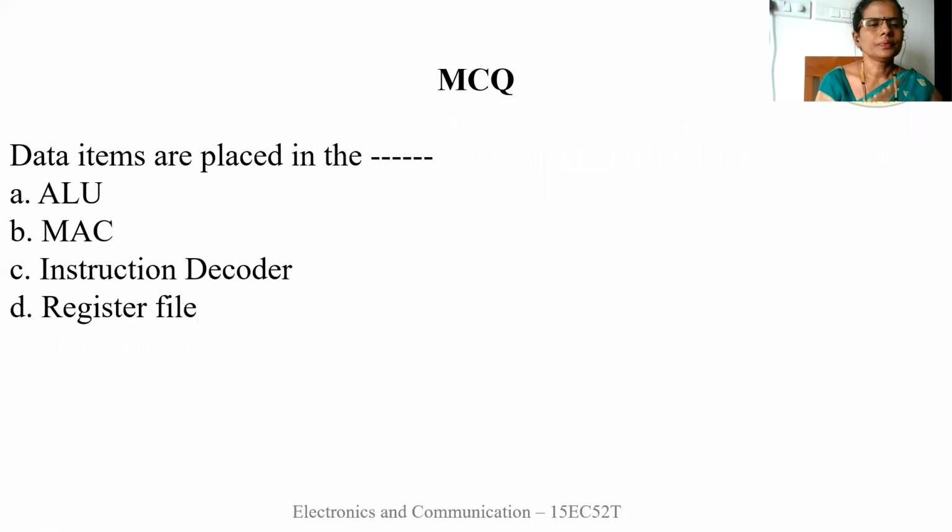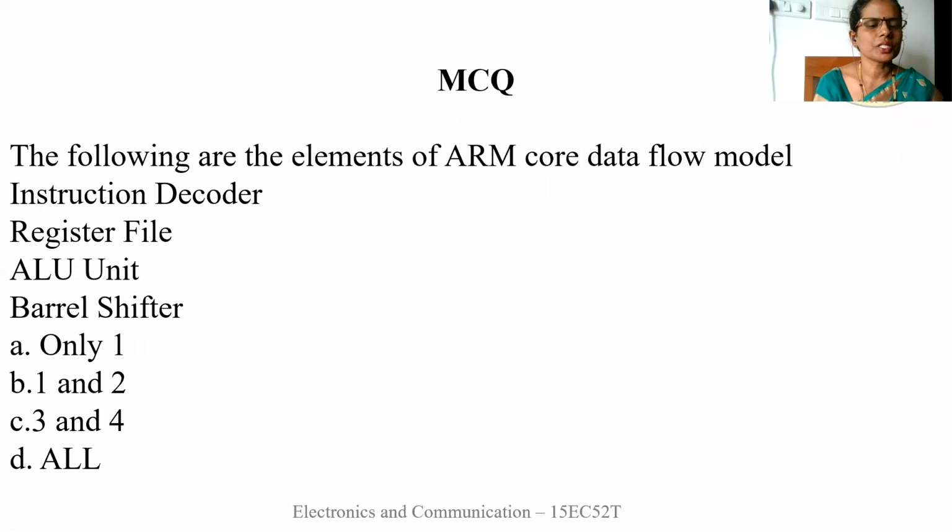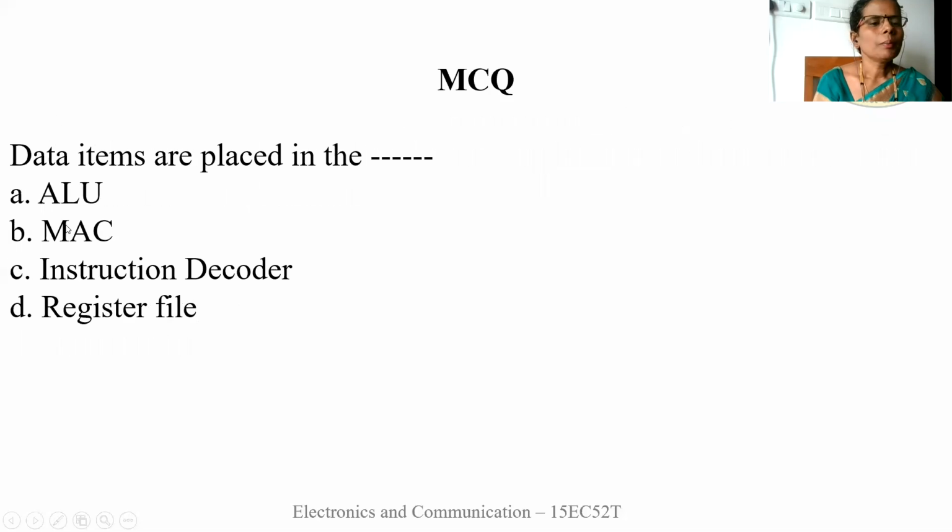Option is D. Data items are placed in dash: ALU, MAC, instruction decoder, register file. ALU, so data items are placed in ALU? No, ALU is used for performing arithmetic and logical operations. MAC is used to do the multiplication operation. So data items are not placed here. Instruction decoder is meant for converting the instruction into machine code. The option is register file because it acts as a storage bank. So data items are placed in a register file.